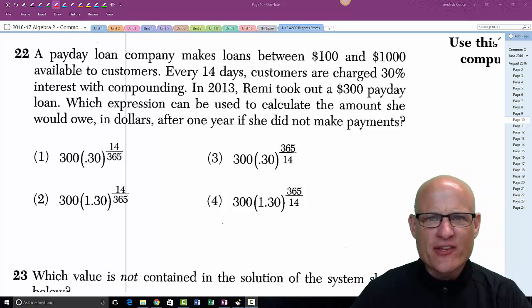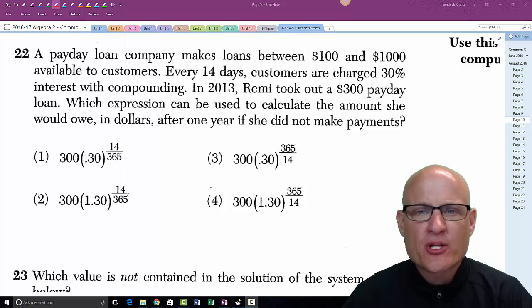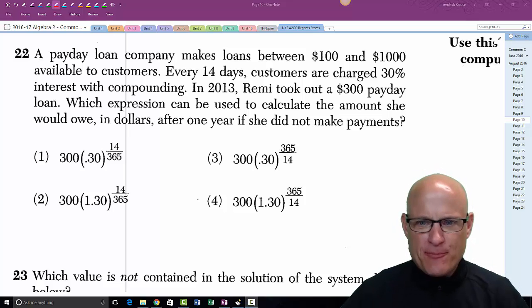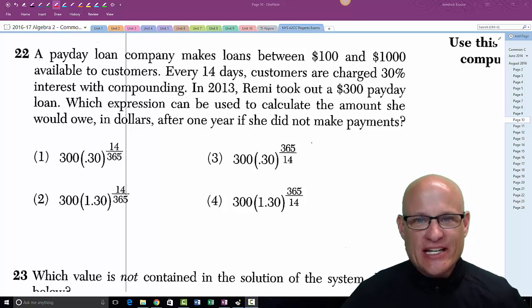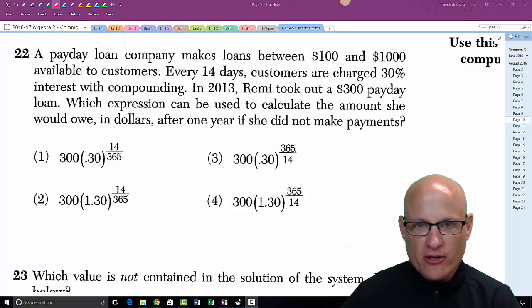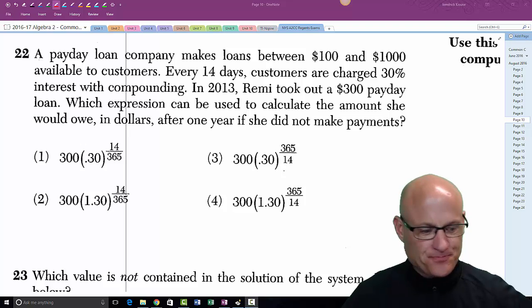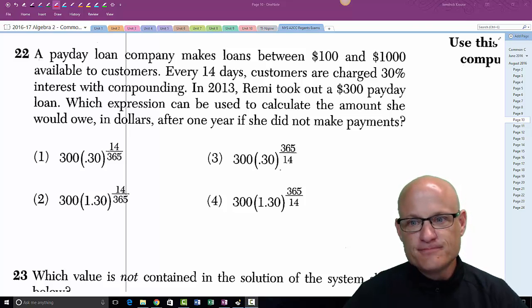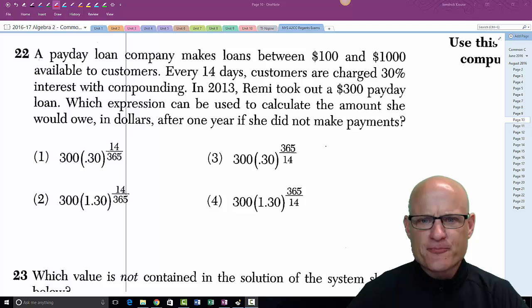All right, let's talk about this problem. First of all, this is called loan sharking. A 30% interest is loan sharking. You can't charge 30% interest. You go to jail. So let's see what happens. Here's the problem. Check this out.